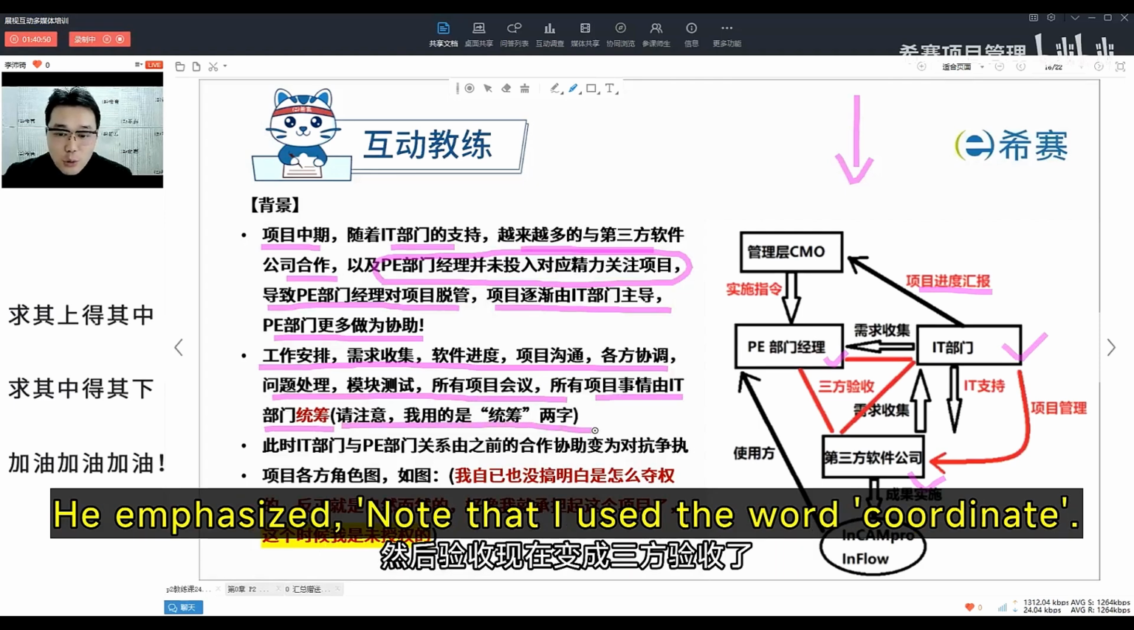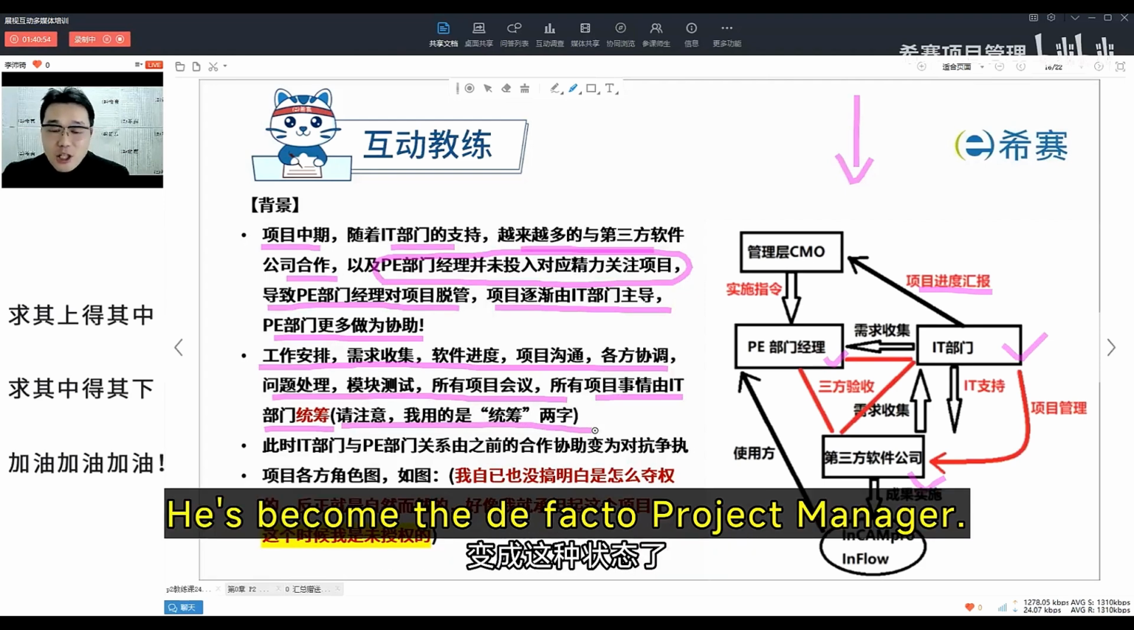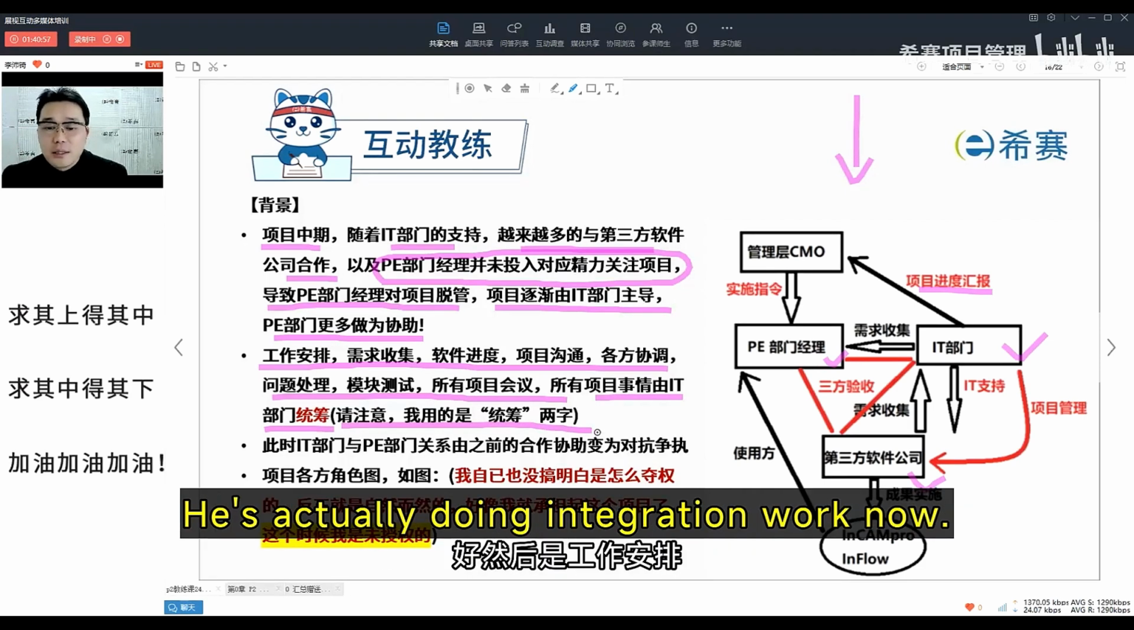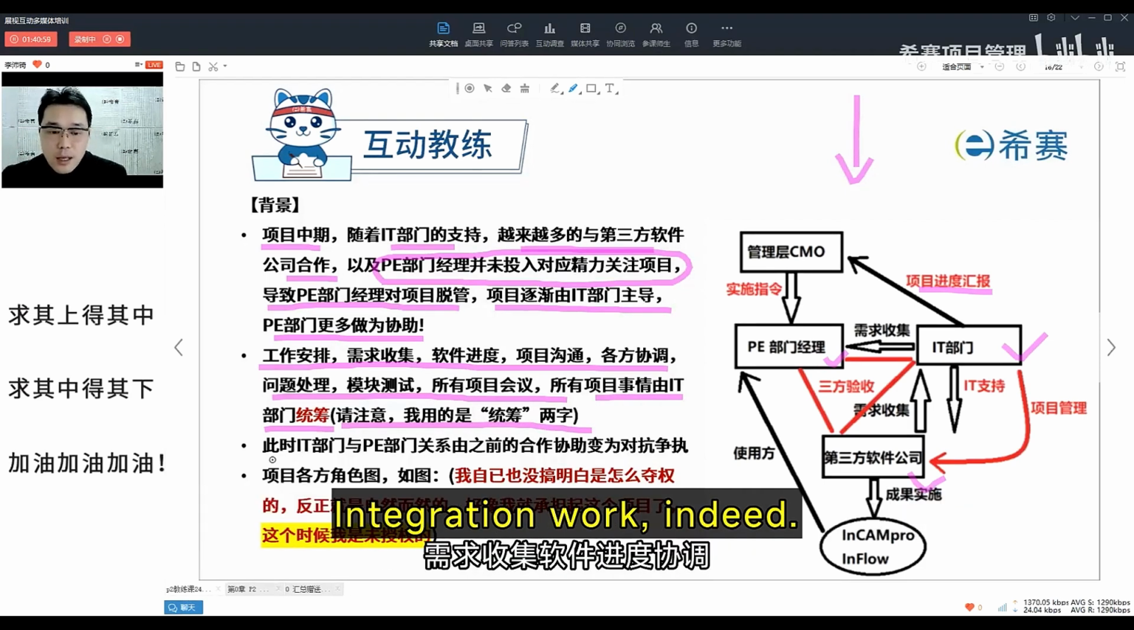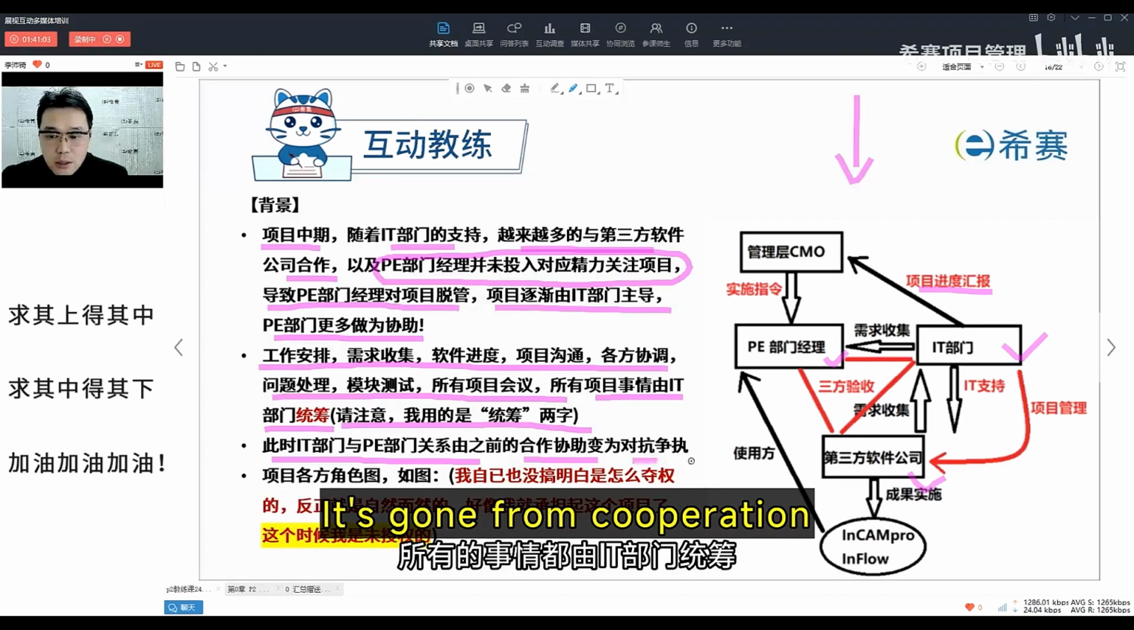He emphasized, note that I used the word coordinate, not integrate, right? He's become the de facto project manager. He's actually doing integration work now. Integration work, indeed. Now, about the IT and PE department's relationship. It's gone from cooperation to confrontation.